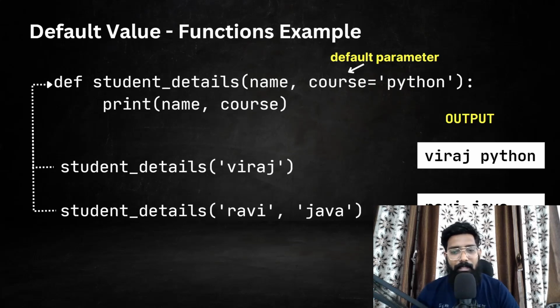Student_details("Ravi", "Java"). This time it will print name as Ravi and course as Java. It will not take the default course which is Python. The default only works when there is no value for course. It always works in sequence, so the first value will point to the name and the second will point to the course.